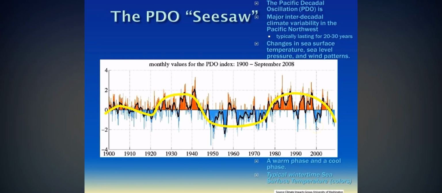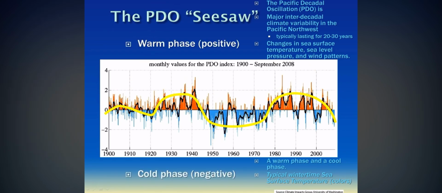This is also a seesaw, and you're getting PDO index. And this is from 1900 to 2008, and you'll see that it's varying over a long period of time. Notice that each of these blocks is a decade, so this is about 2.5 decades. Here's about 3.5 decades, about almost 3 decades here. So Pacific Decadal Oscillation. Warm phase is positive here, and the cold phase is negative.